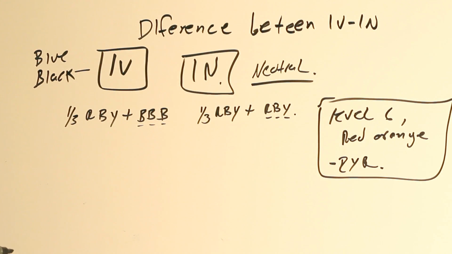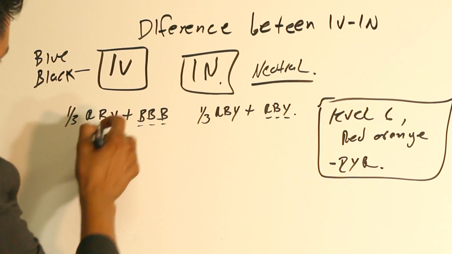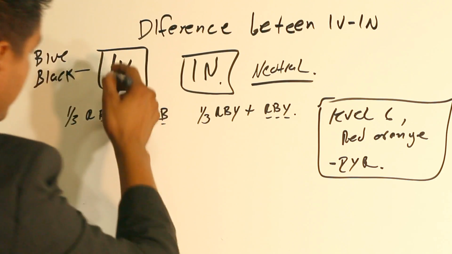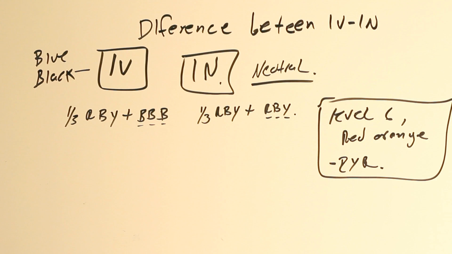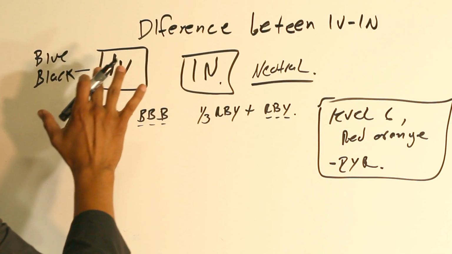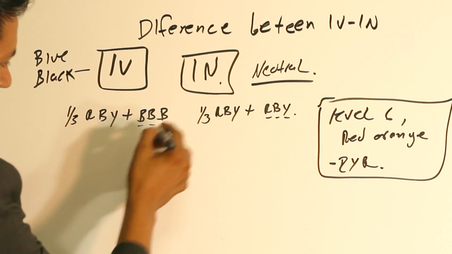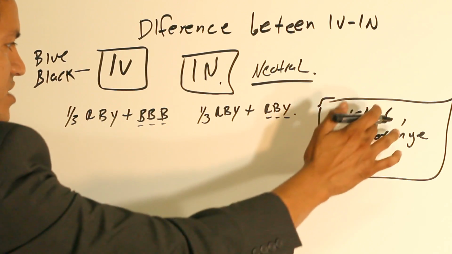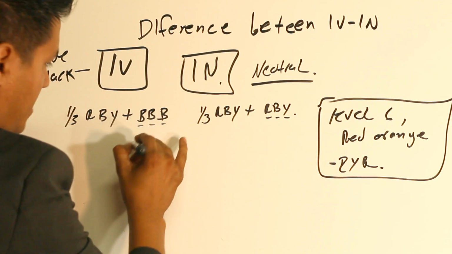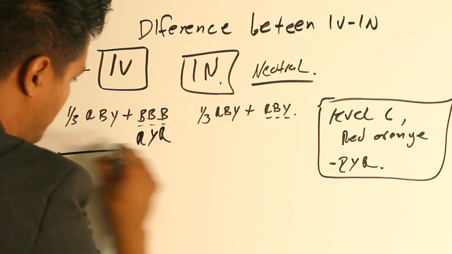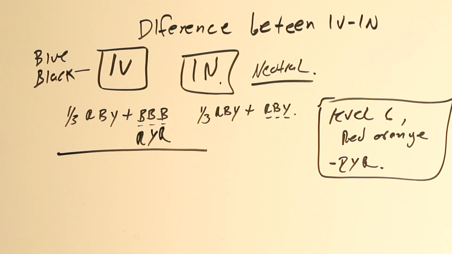Let's see what results we come out with. So I have one-third red, blue, and yellow plus blue, blue, blue, that's the 1B. I got one-third red, blue, and yellow plus red, blue, and yellow, that's the neutral. Let's start adding numbers to the formulation. I know the 1B is one-third red, blue, and yellow plus blue, blue, blue. So let's add the undertone that we have in the level 6, the exposed undertone: red, yellow, and red. Let's start adding the numbers.